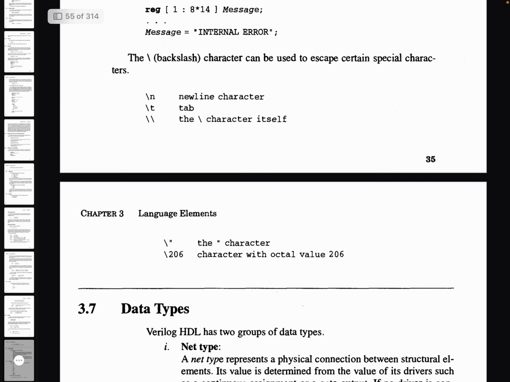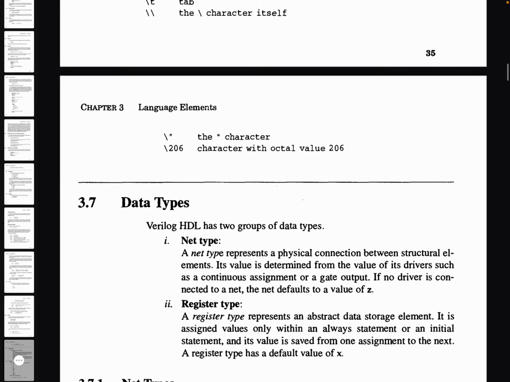The backslash character can be used to escape certain special characters. A backslash n represents a new line, backslash t represents a tab, and a double backslash inside the inverted commas represents the backslash character itself. You can see the example.